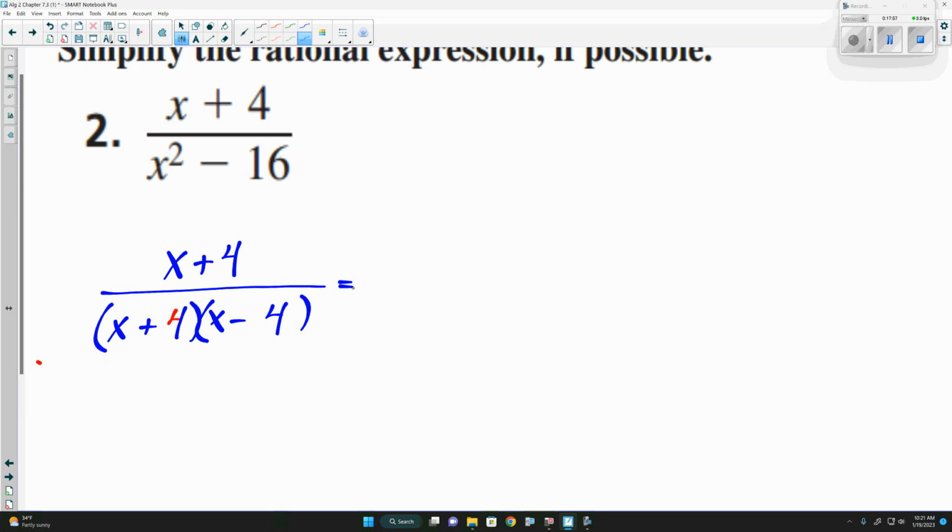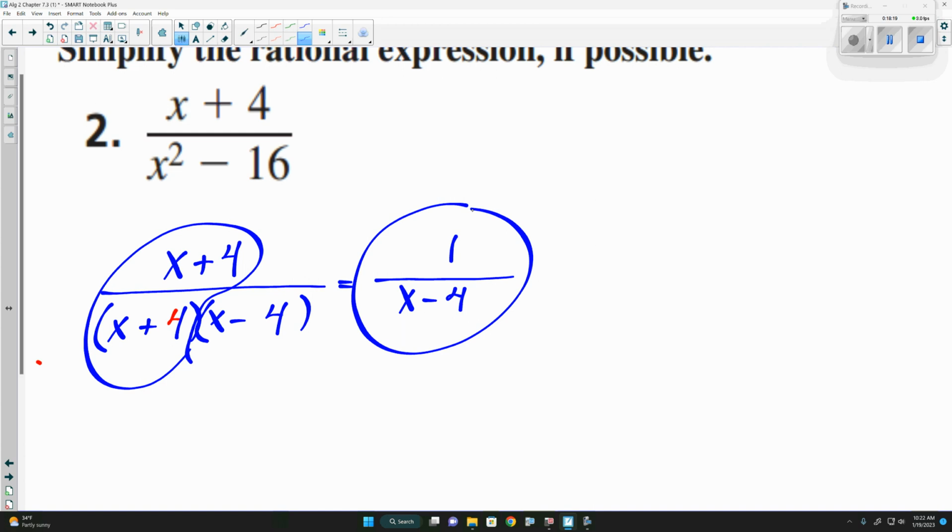Now we do have something in common on top and bottom, yes? The x plus 4 and x plus 4. So they cancel out, so the denominator is x minus 4, yes? What is the numerator? 1. With any of these here, whenever something simplifies out completely, greatest common factor on top and bottom simplifies out completely, it's going to simplify to 1.